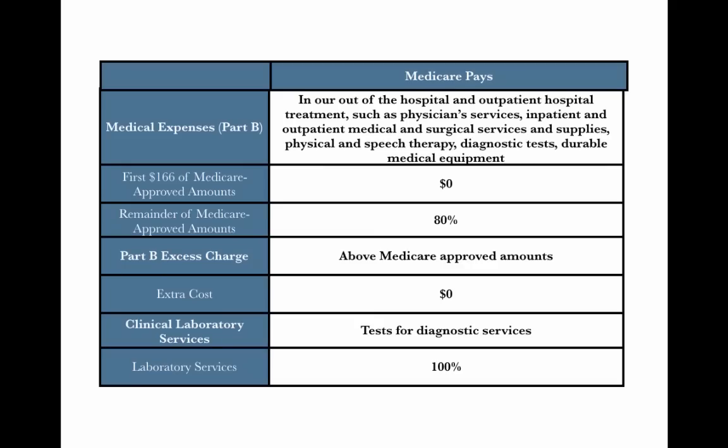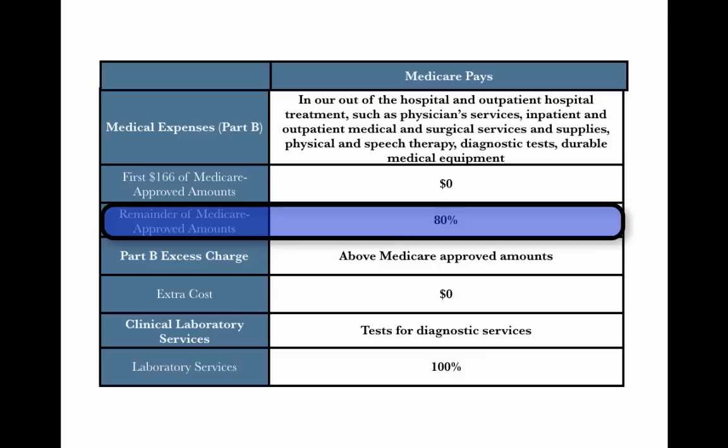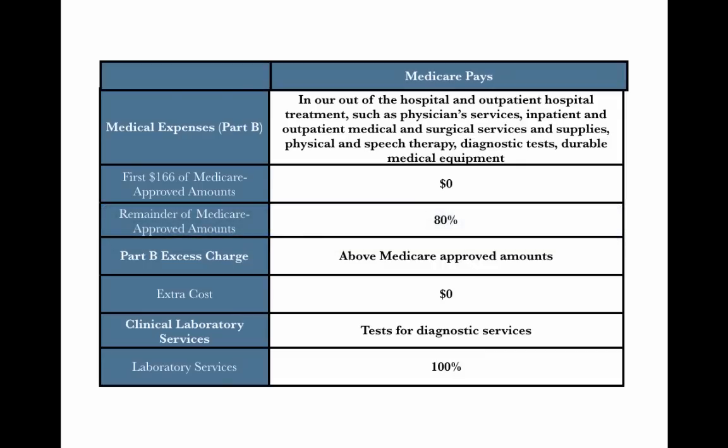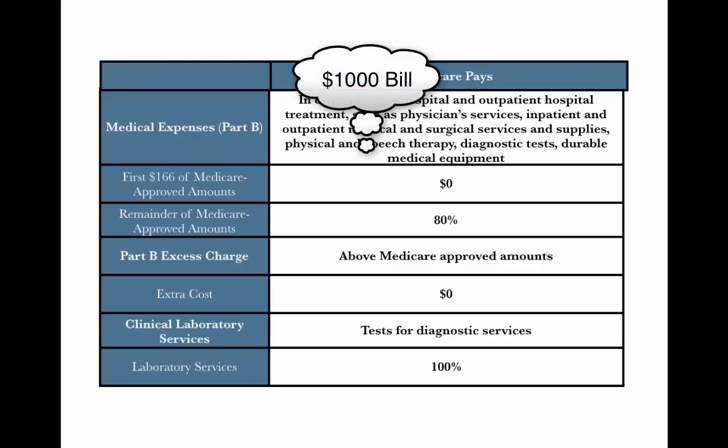Up next is Medicare Part B, or what covers your medical expenses. Now you need to pay a $166 deductible before Medicare's 80/20 coinsurance kicks in. Let's go straight to an example. Let's say you have a doctor bill for $1,000. You will have to pay the first $166 deductible, then the $844 will get split up, with Medicare paying 80% of the bill and you paying 20%.